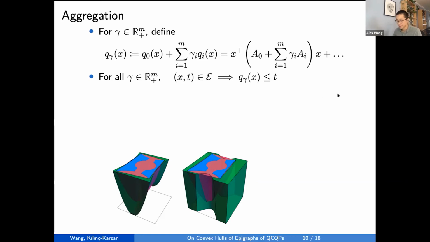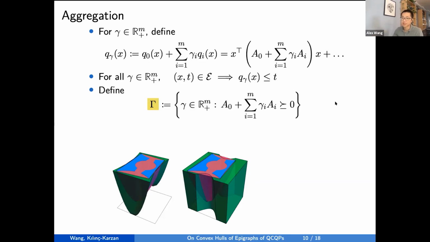So a simple way to remedy this is to enforce that this aggregated epigraph be convex. In that case, you contain the original epigraph, and so therefore you must also contain its convex hull. Motivated by this, we're going to define capital Gamma to be the set of non-negative aggregation weights for which the q gamma function is convex, or in other words, its quadratic form is positive semi-definite.